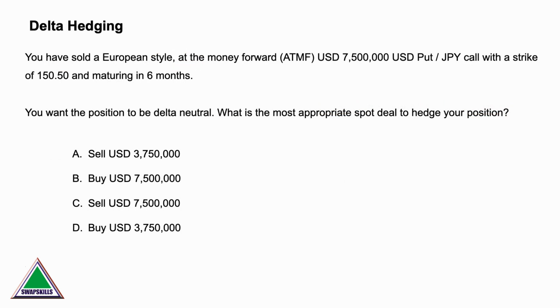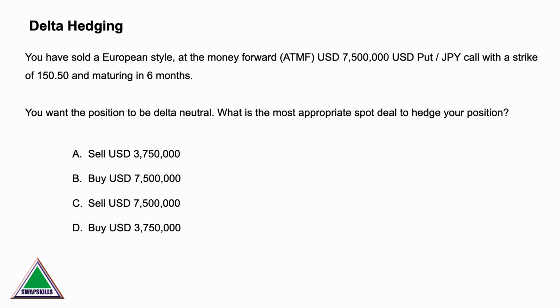Right, delta hedging. Sounds technical. Let's see how bad it is. You have sold a European style at the money forward, $7.5 million dollar put yen call with a strike of 150.5 and maturing in 6 months. Well, that's a load of information to take in. Let's just think about what we've done.